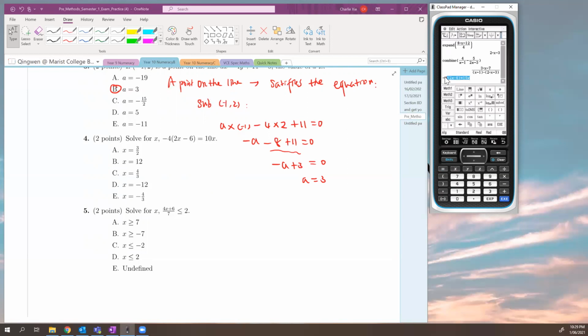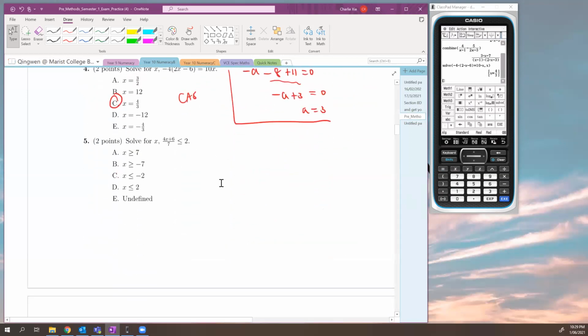That's your equation. Highlight it and go to advanced. We're solving for x. Press OK. We have it: x equals 4/3. So option C. You can work this out on your CAS.